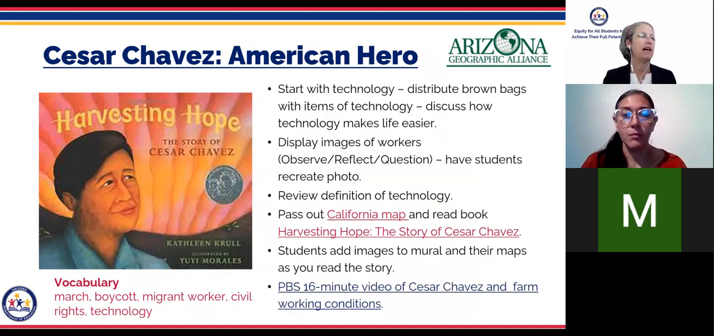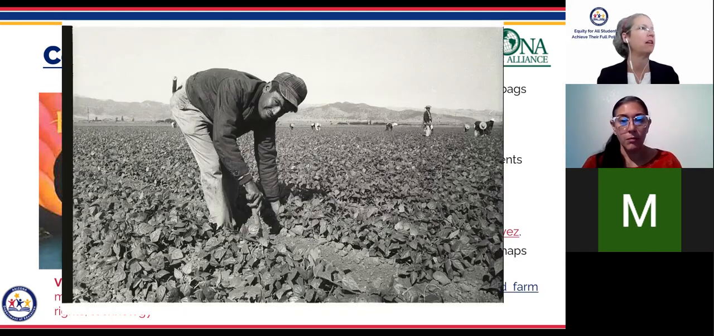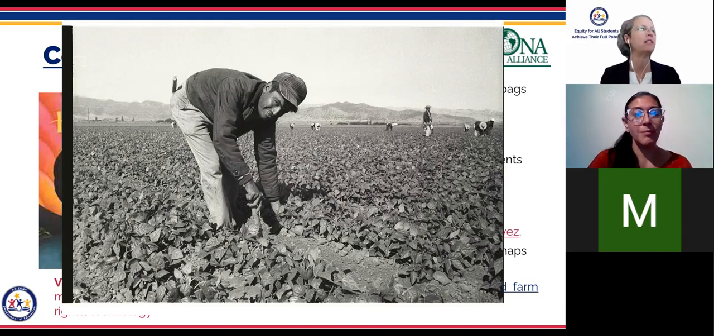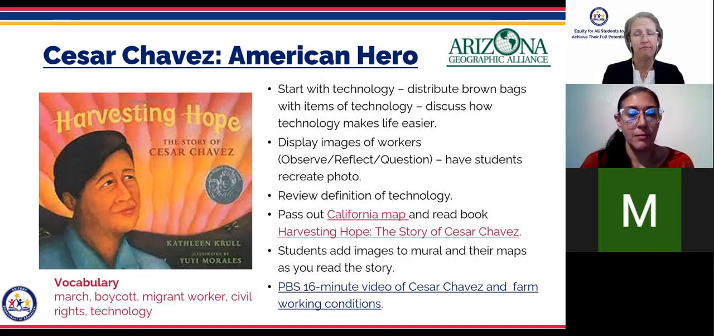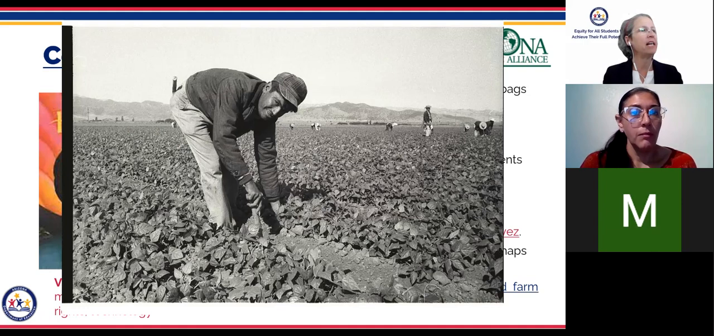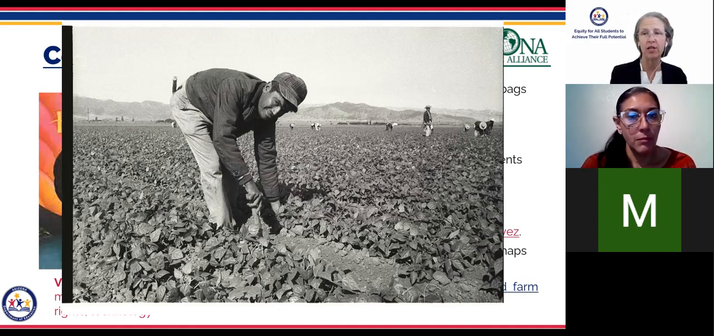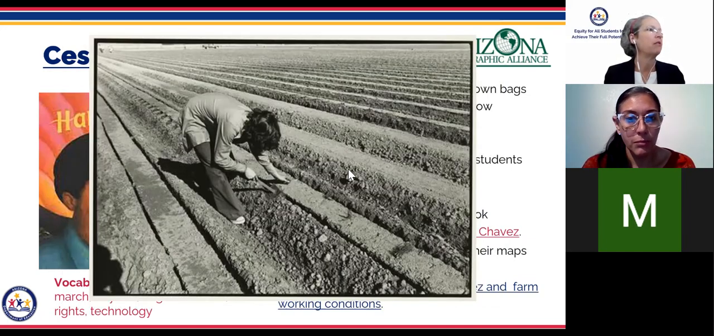So in this case, I also just wanted to show you some pictures and then I'll come back to it. But for example, these are the images when it says display images of workers. Real easy to go out to the Library of Congress. It also links you to them, but have kids ask, again, observe, reflect, question. What do you see? What's going on in this picture? What questions do you have about this person as he's working in the field? Let me show you another one, which again, what is she doing? Look at the tool, the technology, right, that she's using here as she's digging in the field, prepping it.